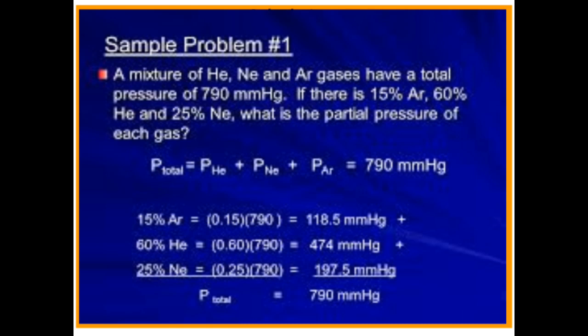Then the last one, which is neon, the percentage is what? 25. So for you to get the partial pressure, it is 25 over 100 times 790. Punch it. 25 divided by 100 times 790. The answer will be 197.5 millimeter mercury.